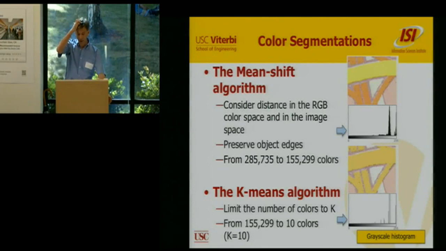In the second step, we do a k-means algorithm where we limit the number of colors to some number k, and we determine that number experimentally. And we go from 155,000 to 10 colors.